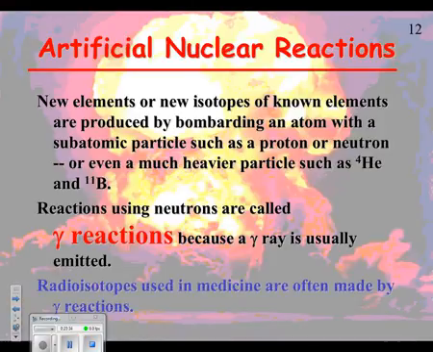Radioisotopes are used in medicine and are often made with gamma reactions. That's because we want to be able to see them, and if you'll notice when you go get something x-rayed, they'll put lead over part of your body because they don't want to expose that part of your body to radiation. But the gamma is what goes through your body and it radiates out. So we want to make sure that we don't have a lot of that in there.